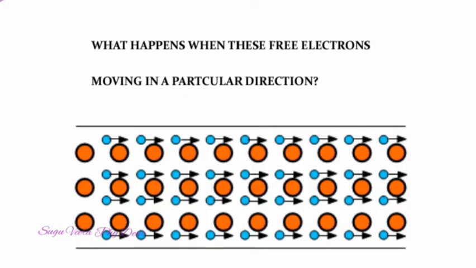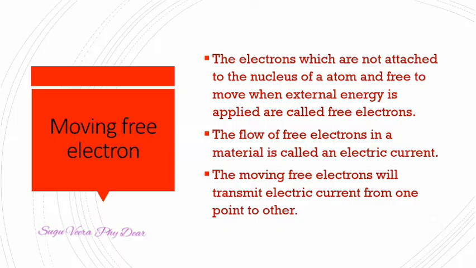What happens when these free electrons move in a particular direction? Here an external force is applied. The external force is nothing but the applied potential or electric field. Already we know that the electrons which are not attached to the nucleus of atoms and are free to move when external energy is applied are called free electrons. The flow of free electrons in a material is called an electric current. The moving free electrons will transmit electric current from one point to another point.